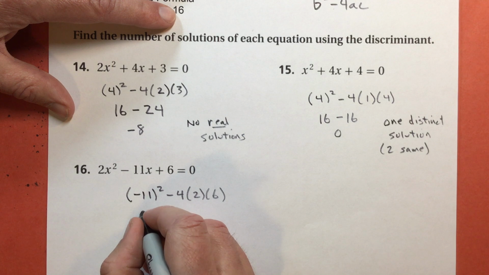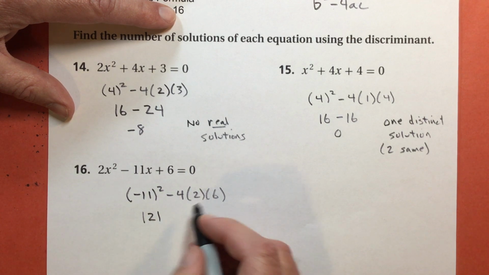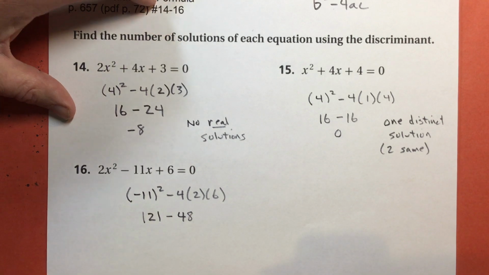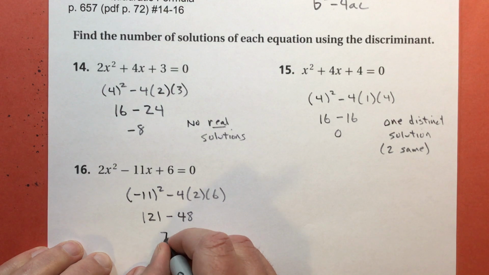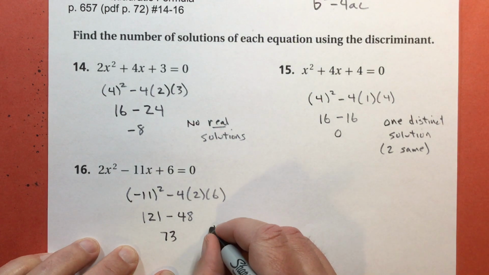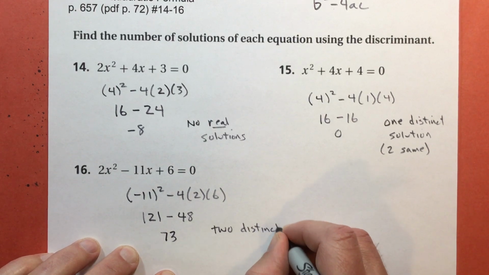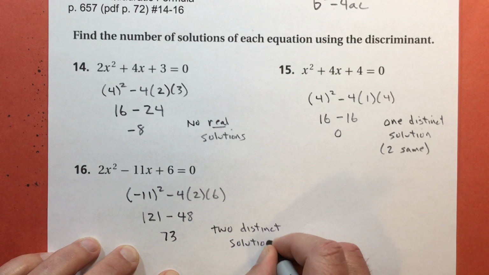Negative 11 squared is positive 121. 4 times 2 is 8. 8 times 6 is 48. And 121 minus 48, I've got to do this quickly in my head. So it's 73. Since it's positive, that means I get two distinct, and again, that word means different from each other, solutions.